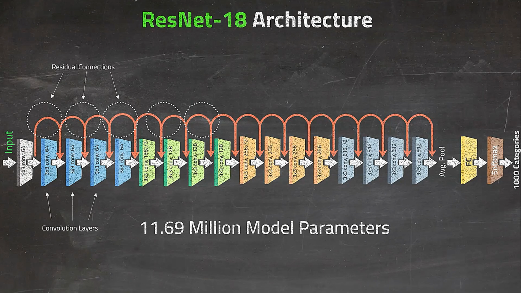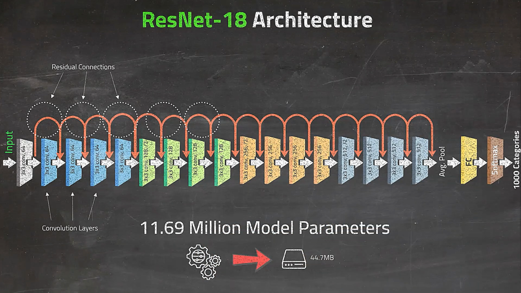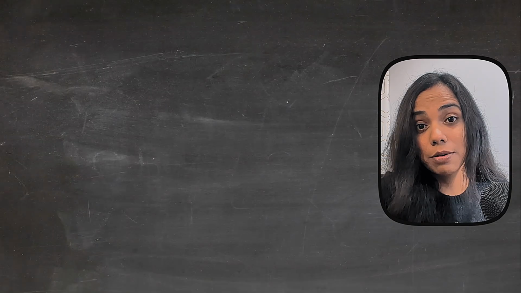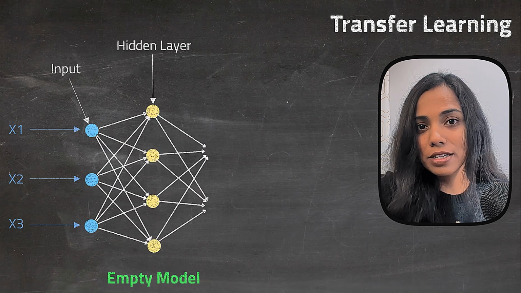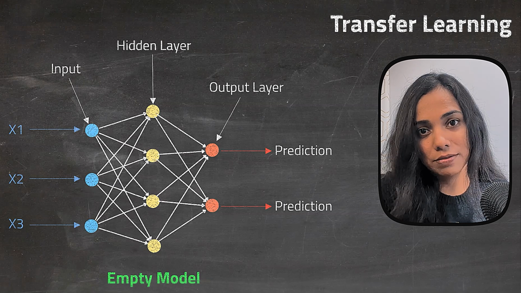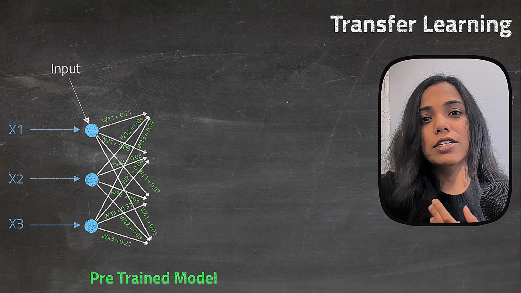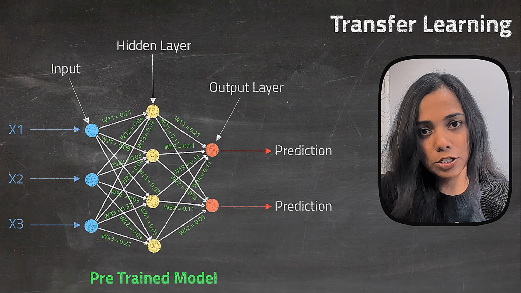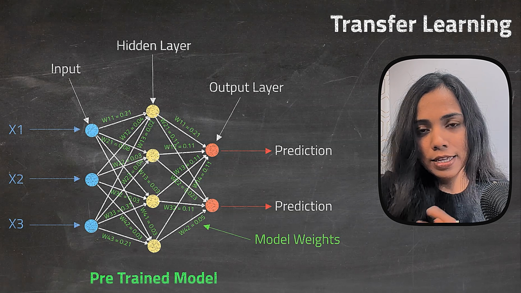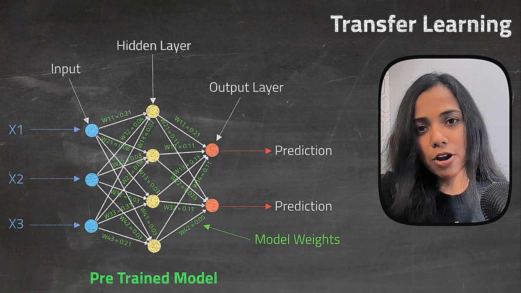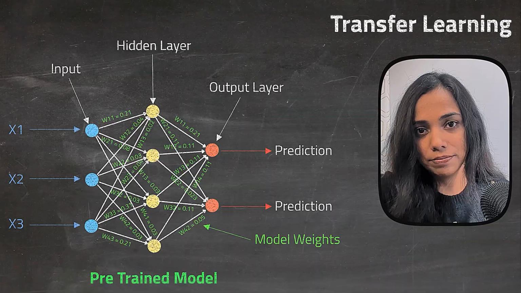A model with so many parameters occupies approximately 44.79 megabytes on your hard drive. And typically, when you train a model, it is empty. This means that the model parameters are not populated with any numbers. Only after the training process is complete, the model is populated with values of these model parameters. Let's assume that this model has been trained to classify 1000 categories of images. This means that it's a classification model that classifies an input image into one of 1000 categories.